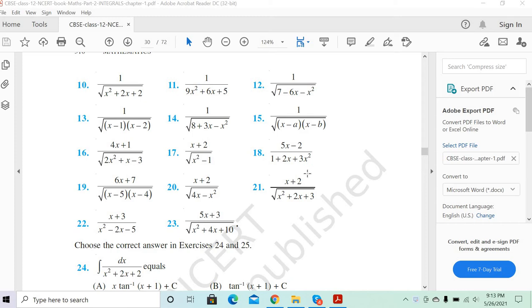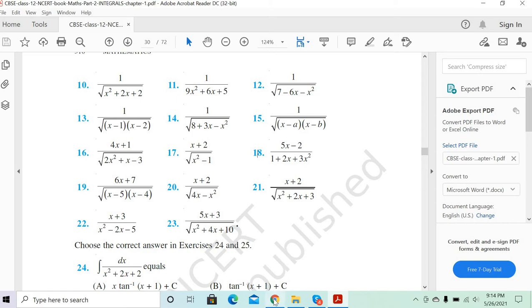5x minus 2 over 1 plus 2x plus 3x square. Okay, good. So this is also pretty much a similar thing. See, again, for 1 plus 2x plus 3x square, the numerator 5x minus 2 has to be represented in terms of a times the differentiation of 1 plus 2x plus 3x square, plus b, correct? So you get the value of a and b, isn't it?